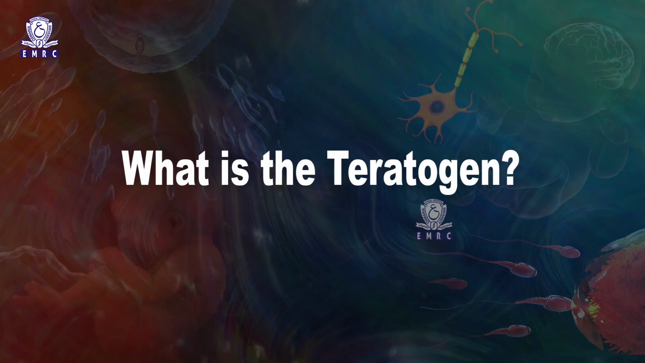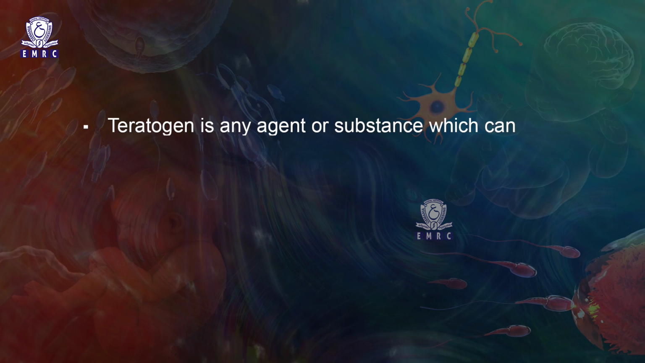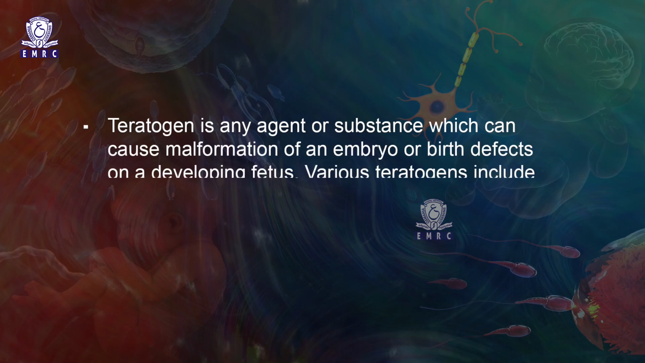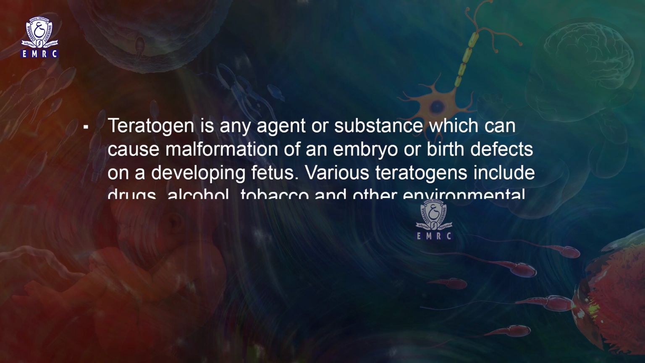What is a teratogen? A teratogen is any agent or substance which can cause malformation of an embryo or birth defect in a developing fetus. Various teratogens include drugs, alcohol, tobacco, and other environmental agents. The adverse effect of a teratogen depends on several factors, such as the dose or level of exposure, heredity, age of the teratogen, and any other negative influences.